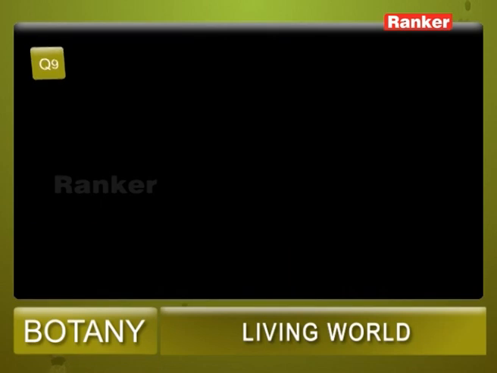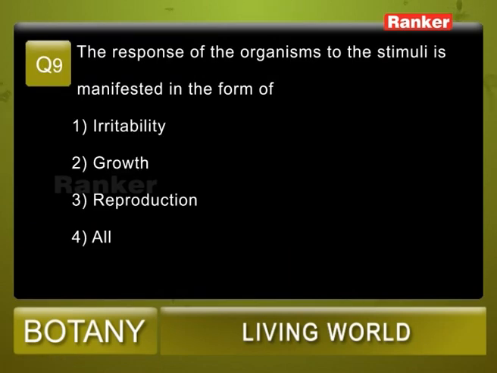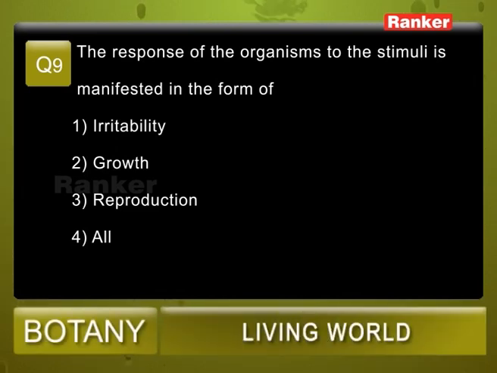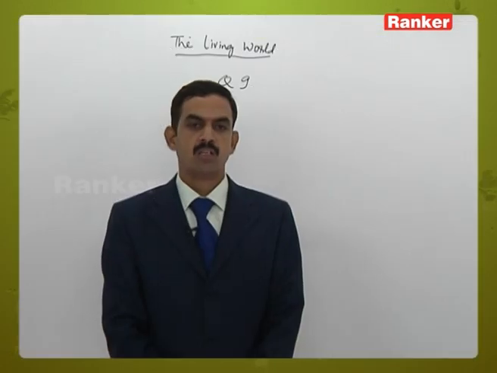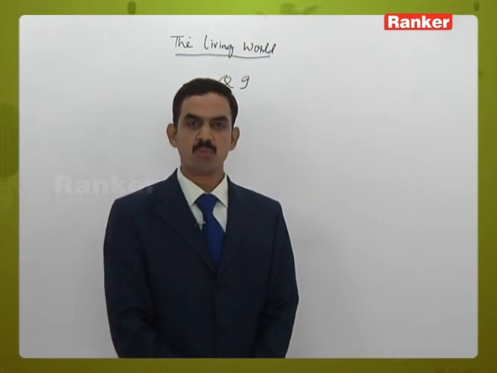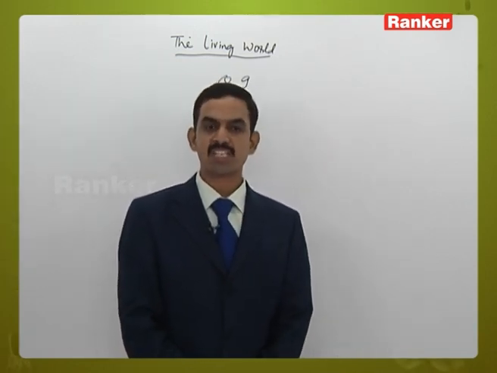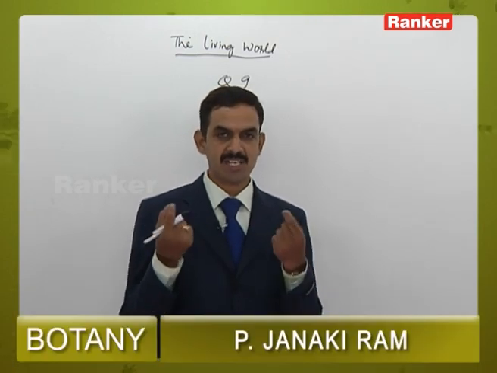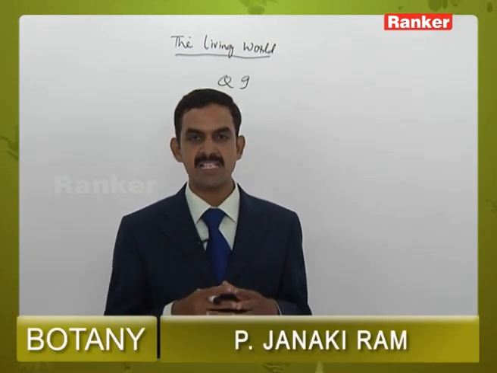Question number 9, the response of the organisms to the stimuli is manifested in the form of options: 1 irritability, 2 growth, 3 reproduction and 4 all. Here, irritability means responding to the stimulus. That is a response of an organism when the stimulus is received by that organism is called irritability.